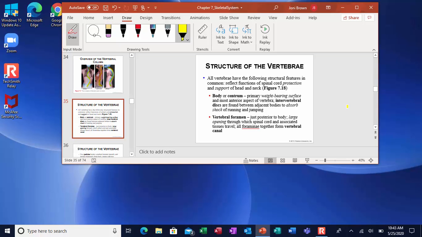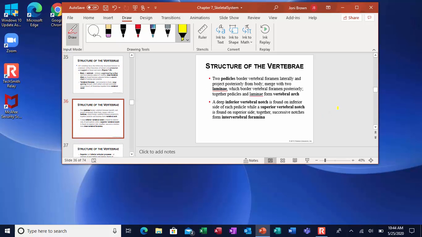The vertebral foramen, this is where all of the vertebra line up, and it creates a hole down the center where the spinal cord travels. Sometimes people call it the vertebral canal. The pedicles are found on the sides of the vertebral foramen, and they merge into two laminae, and that's what borders the foramen posteriorly in the back. And the laminae and the pedicles together make this vertebral arch.